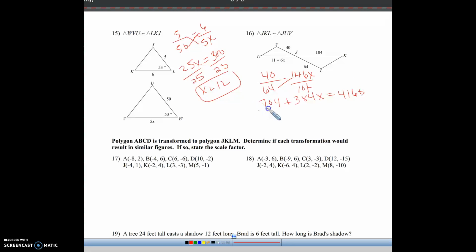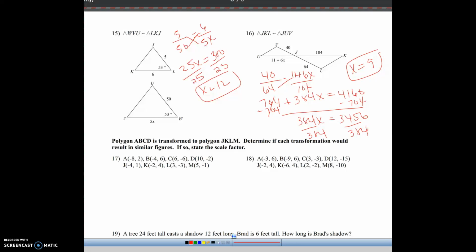4,160. Subtract this 704 over. I get 384x equals 3,456. Divide by 384. And x equals 9.